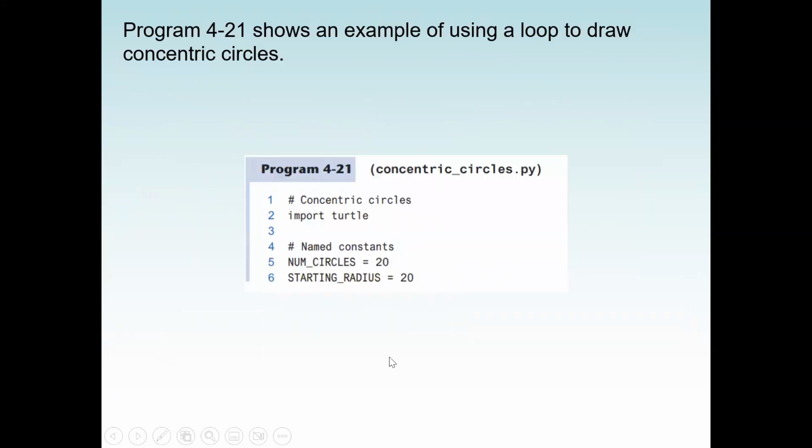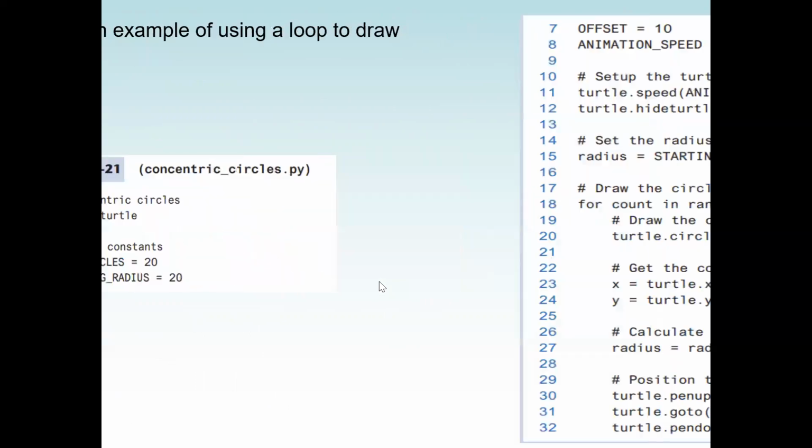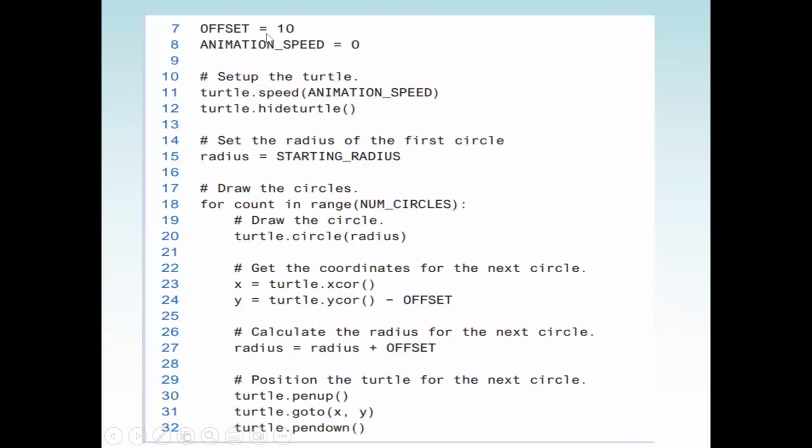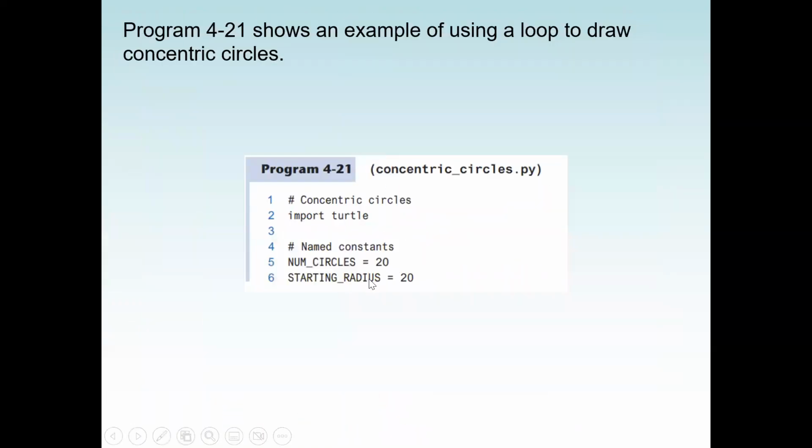And this will be again the whole concept of concentric circles: the number of circles, the starting radius. Then we have the offset 10, animation speed 0, the turtle speed, turtle hide the turtle first. We set the radius as the starting radius, which is given to us to be 20.